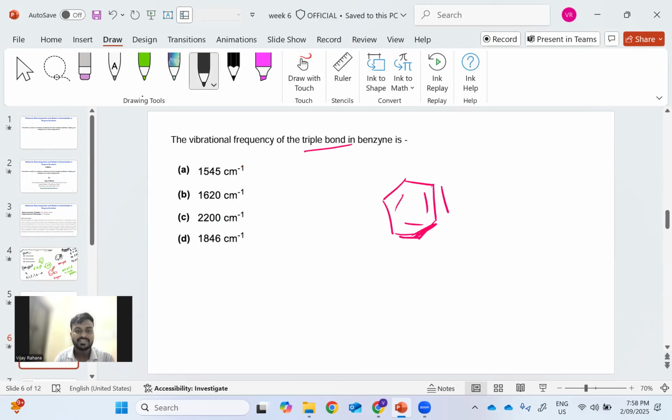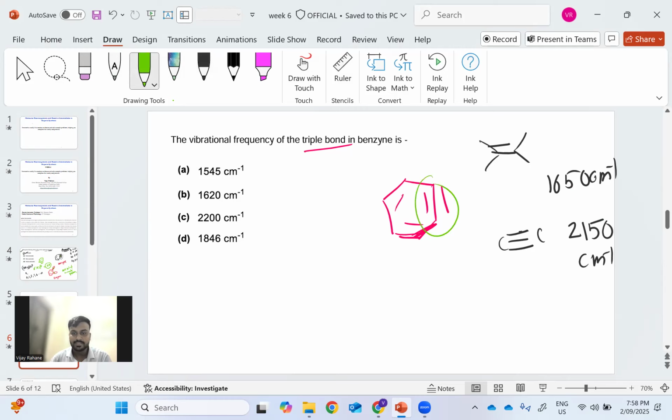The next one is the vibrational frequency of the triple bond in the benzyne intermediate. If you look at the frequency of a carbon-carbon double bond, taking any example like an olefin, it is around 1650 centimeter inverse, right? And the carbon-carbon triple bond is nearly 2150 centimeter inverse. But what is the frequency of this triple bond of the benzyne? This frequency is in between the double bond and the triple bond.